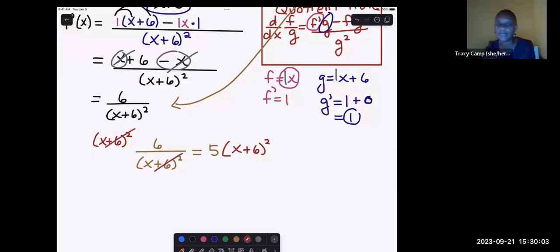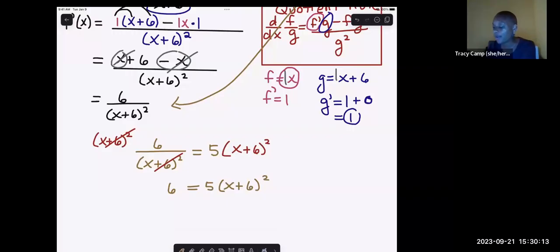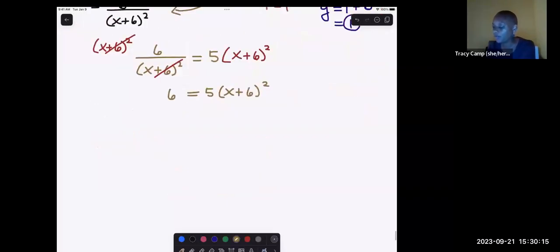Then these cancel, that's what I wanted. Now I end up with 6 equals 5 times x plus 6 quantity squared. Next I'm going to get rid of the 5 by dividing both sides by 5. So I'm left with 6 over 5 equals x plus 6 quantity squared.